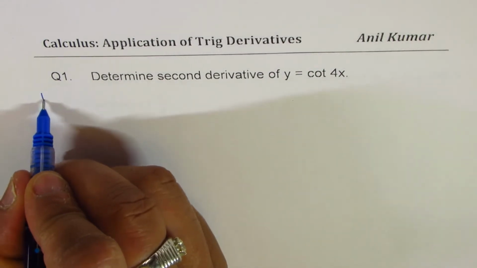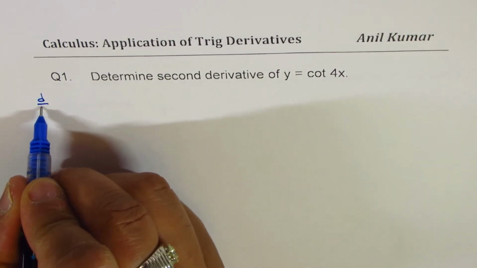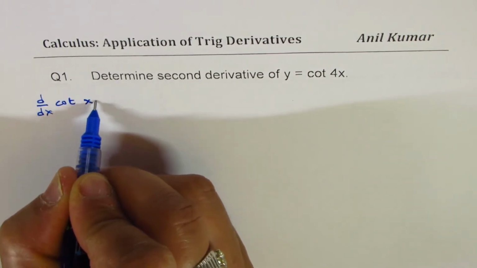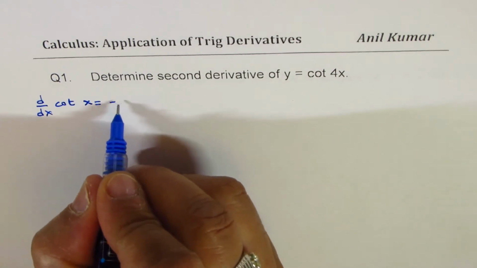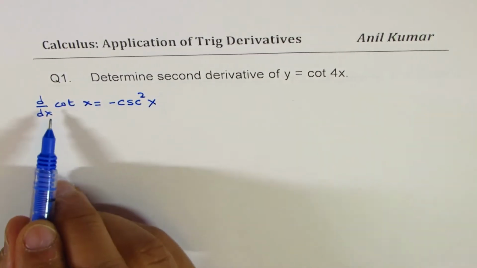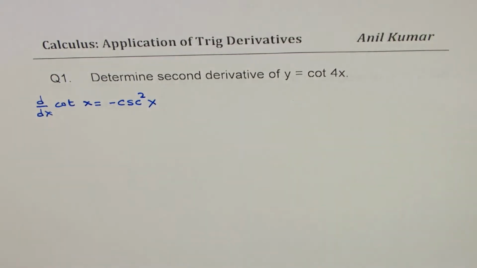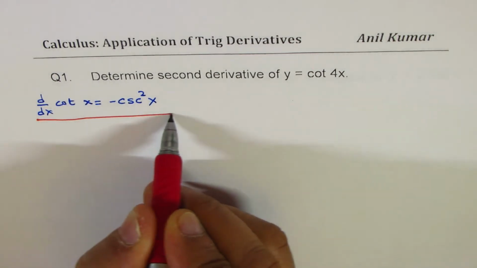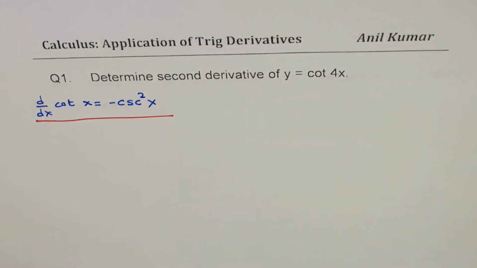Now you know derivative of cot x is what? Derivative of cot x is actually equal to minus cosecant square x, right? Now some of you may not remember. The idea is that if you do not remember, you can always derive. However, it takes time. Now let us see how much time it takes. So let me derive it for you.